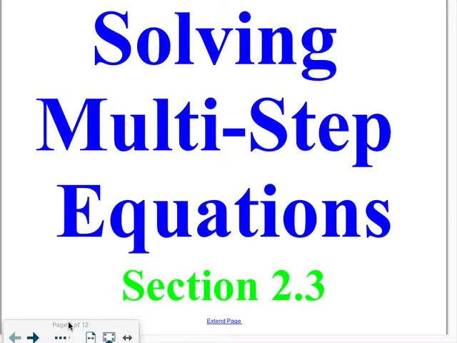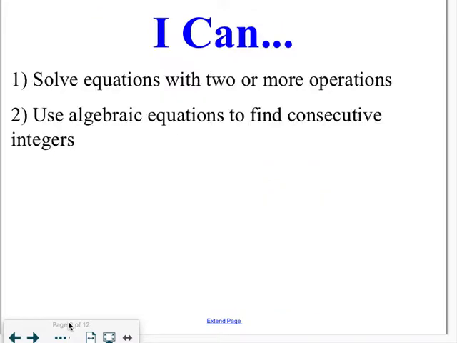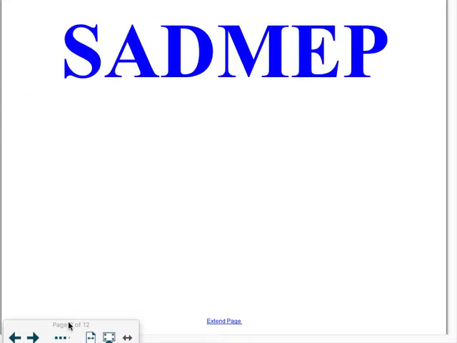Hello class, today we're going to talk about section 2.3, solving multi-step equations. By the end of today's lesson, you will be able to solve equations using two or more operations, and you will be able to use algebraic equations to find consecutive integers.